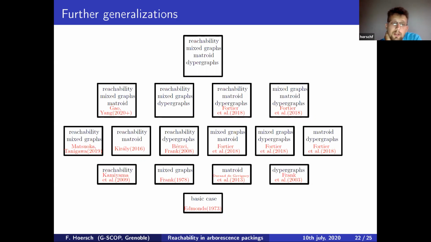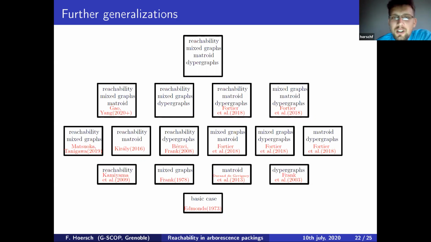Yeah, and actually we do believe that the proof technique of Gao and Yang would also allow to completely complete this table. So when reading through the article, we believe that there's no issue if you use mixed hypergraphs instead of mixed graphs. But okay, they didn't do it. And so the last theorem we have in our article remains at least somewhat new.